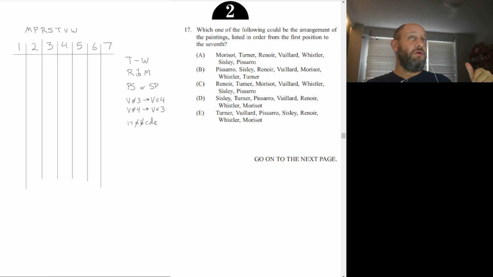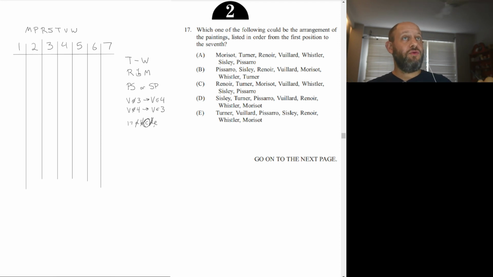So I go on to rule 3. P has to be next to S. I don't have to check A and B, but I can go on to C. P is next to S in C. P is not next to S in D, so D gets crossed out. But P is next to S in E, and so I try my last rule. V has to either be third or fourth. In C, V is fourth, but in E, V is second. And so E is out. 17, the answer must be C.